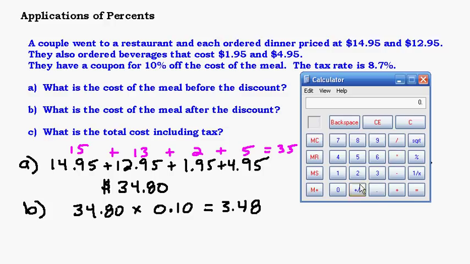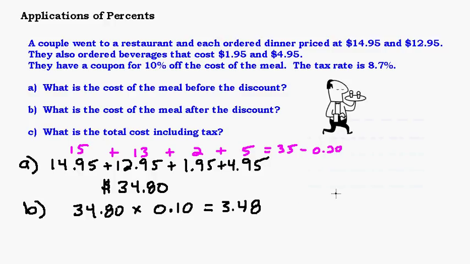34.8 times 10%, which is 0.1, is 3.48. That's something you need to know, and don't waste your time with your calculator when you're doing 10%. So this is how much we're going to save. We have to do one more thing here to figure out the cost of the meal. We have to subtract off that $3.48 and see how much we get. So let's borrow, and we end up with 2, 3, 1. So it looks like $31.32 is the cost of the meal after the discount.